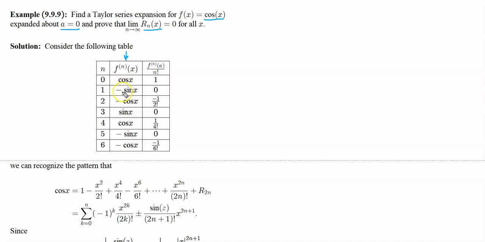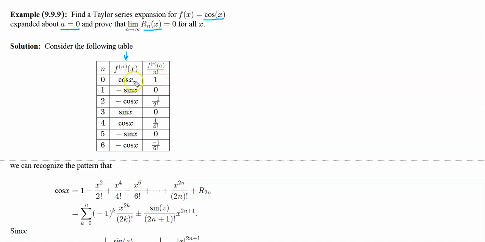So the derivative of cosine is negative sine. Derivative of negative sine is negative cosine. Derivative of negative cosine is positive sine. Then it goes cosine, negative sine, negative cosine, and so on. Now we want to evaluate the coefficients of our Taylor series polynomial. Keep in mind that the a here is 0 for this particular example.